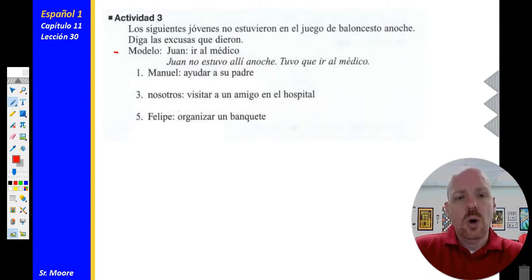Let's look at the modelo. Juan, to go to the doctor. So we would say, Juan no estuvo allí anoche. John was not there last night. Tuvo que ir al médico. He had to go to the doctor. So you'll start with the name. You'll say, the person was not there last night. No estuvo allí anoche. And then give the reason why they were not there. Do the odds, número 1, 3, y 5, en los apuntes, on a blank sheet of paper or in an area in your workbook. Go ahead and write those sentences out just like you see in the model.